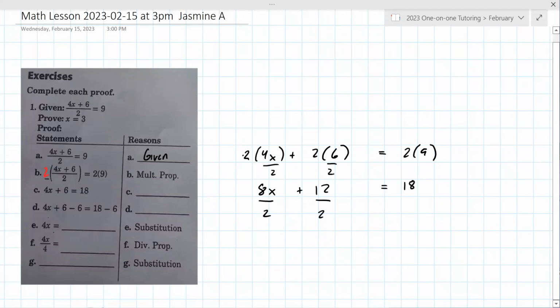And that's how this ends up being 4x plus 6 equals 18. So yeah, you're multiplying both sides, but you're now distributing the 2. So I guess we're going to go with distributive property if that's the only one that you're allowed to use.